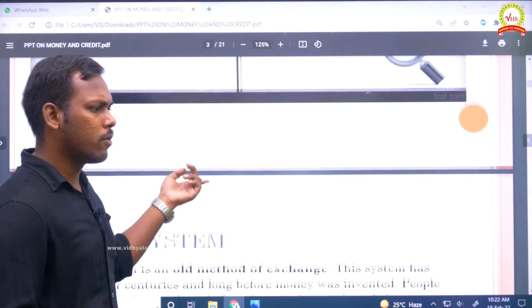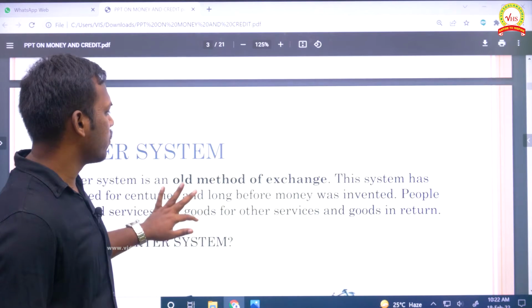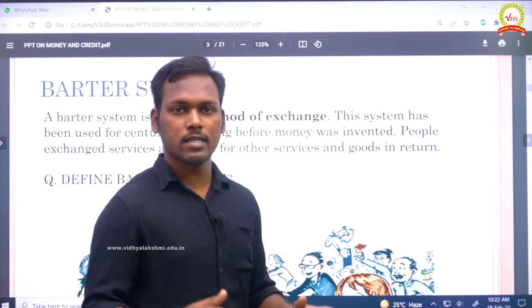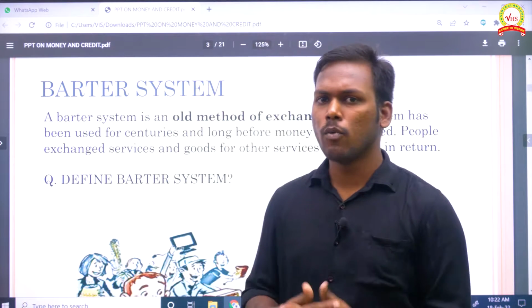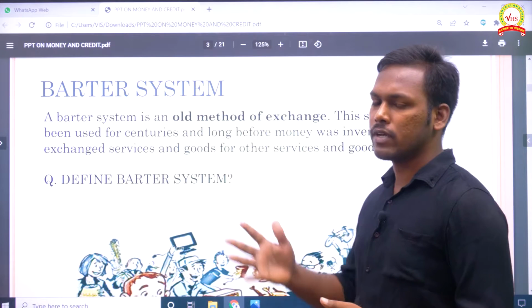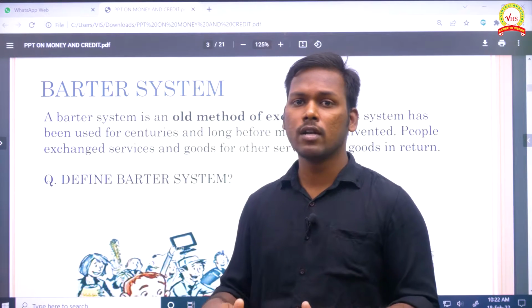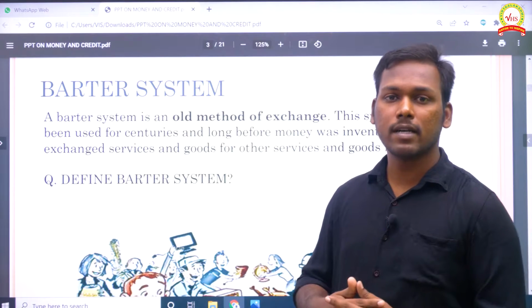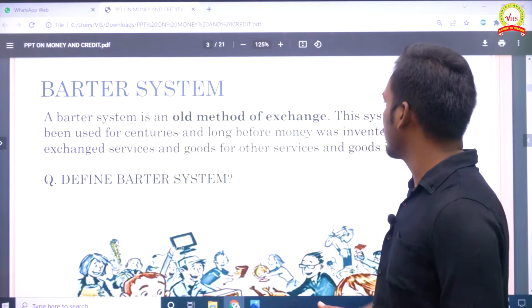Here, when we talk about money, before going to talk about money, you need to know a very important system called the barter system. Okay, what do you mean by that? The barter system is an old method of exchange. Right now it does not exist, but once upon a time we used the barter system. That is the old method of exchange.